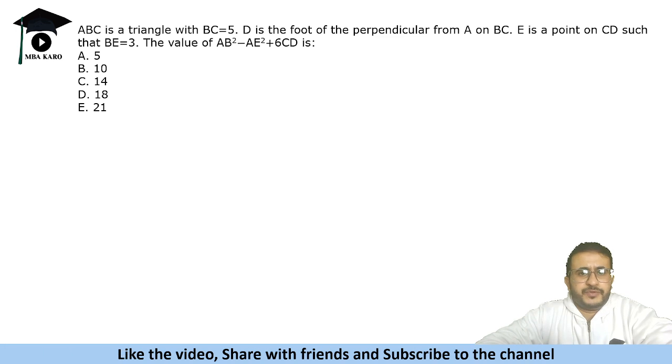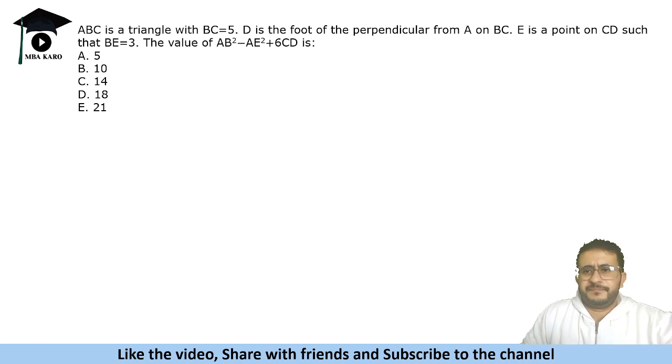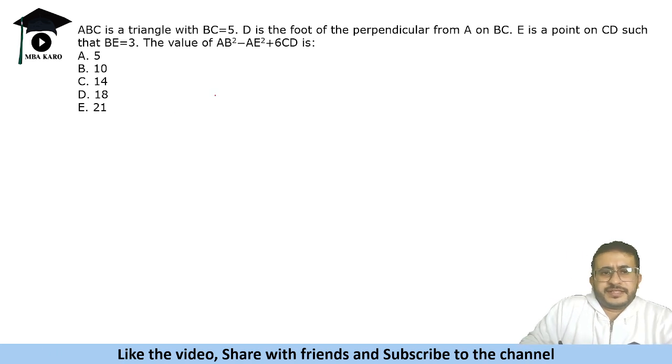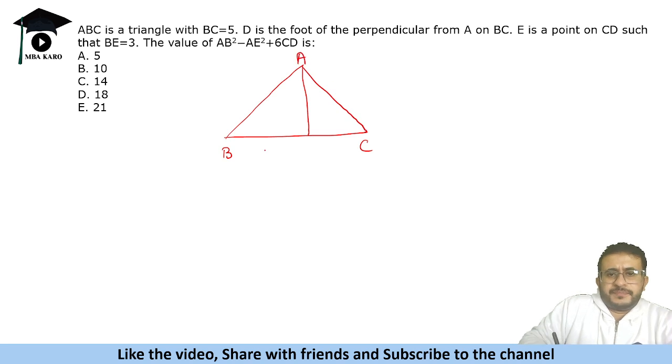ABC is a triangle with BC equal to 5. D is the foot of the perpendicular from A on BC. E is a point on CD such that BE is equal to 3. So let us make this triangle. ABC is a triangle with BC equal to 5. D is the foot of the perpendicular from A. So this is A. BC is 5. And E is the point on CD such that BE is equal to 3.